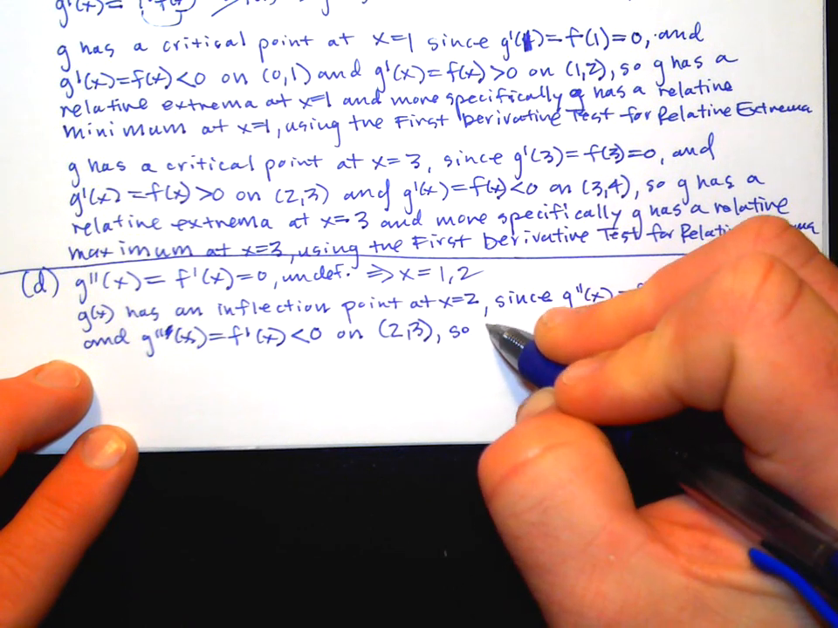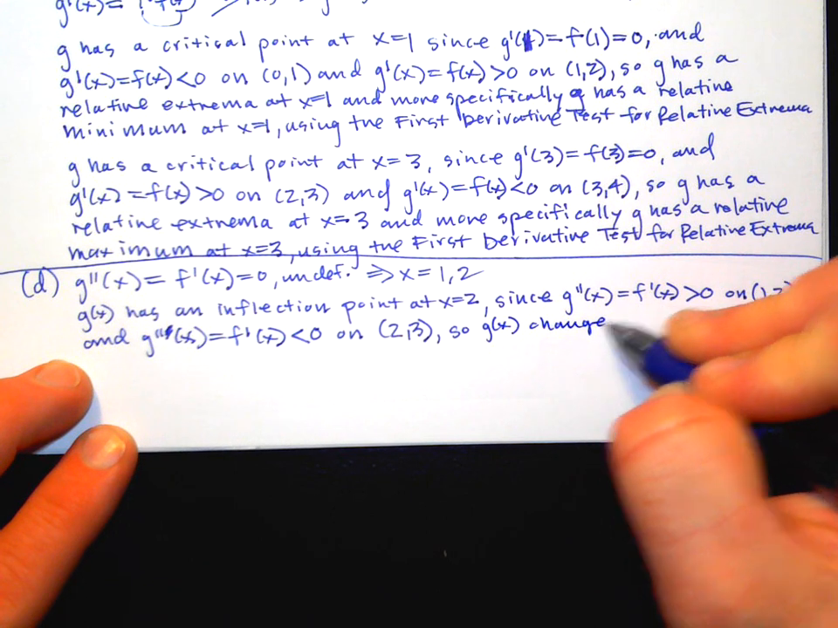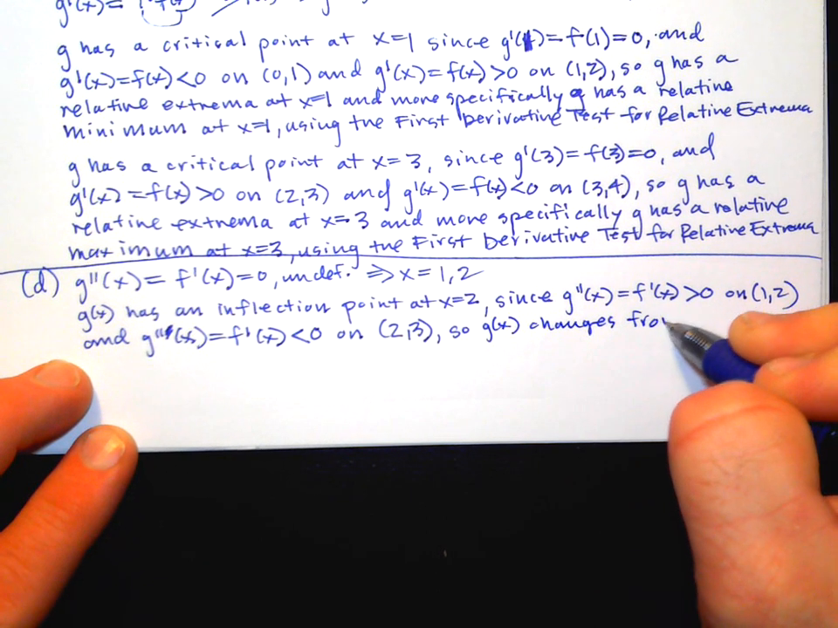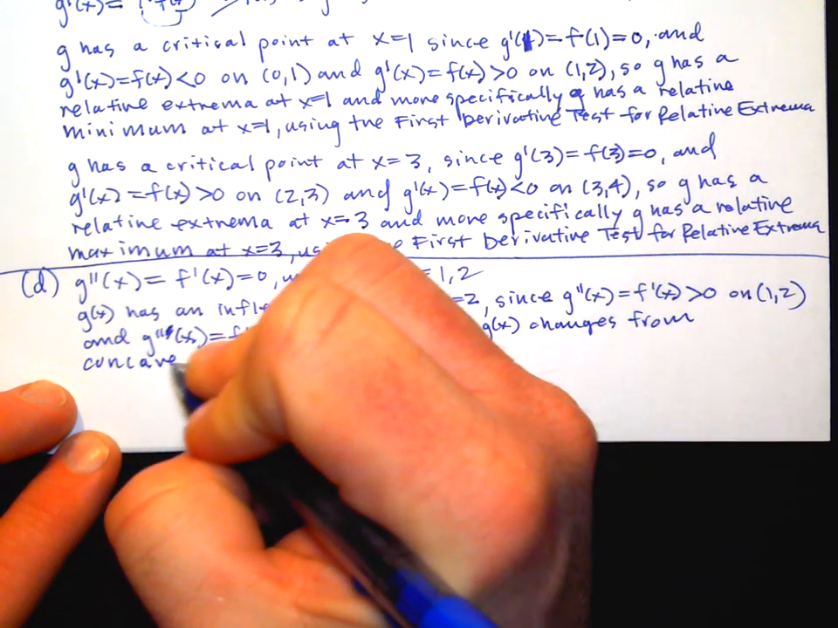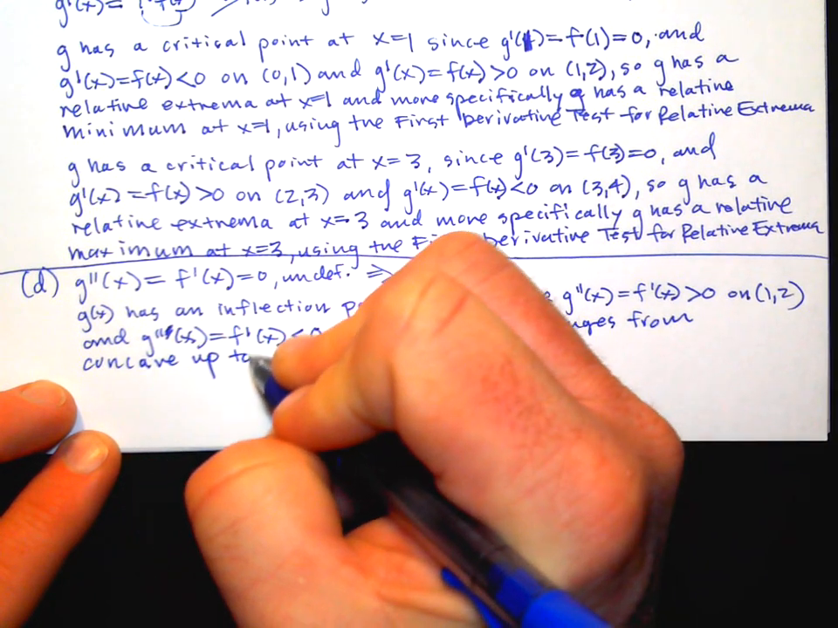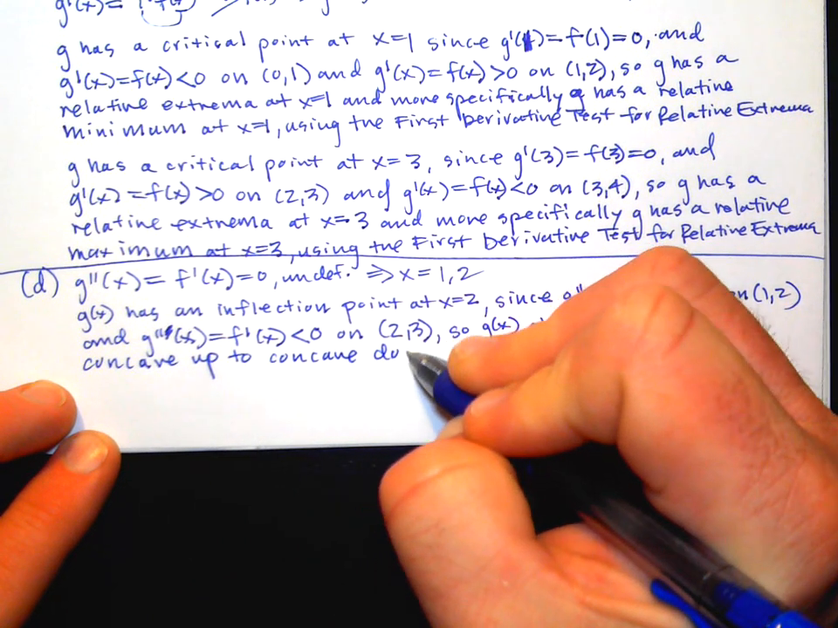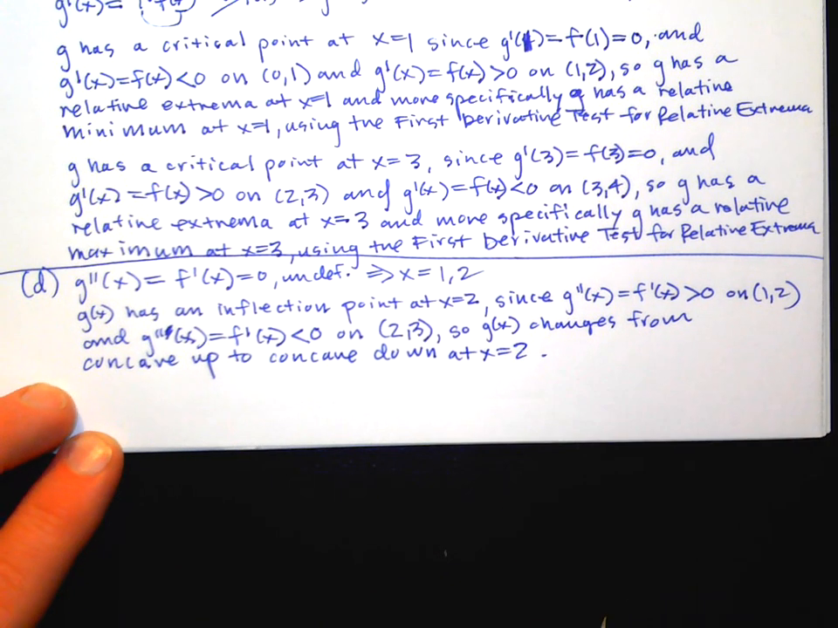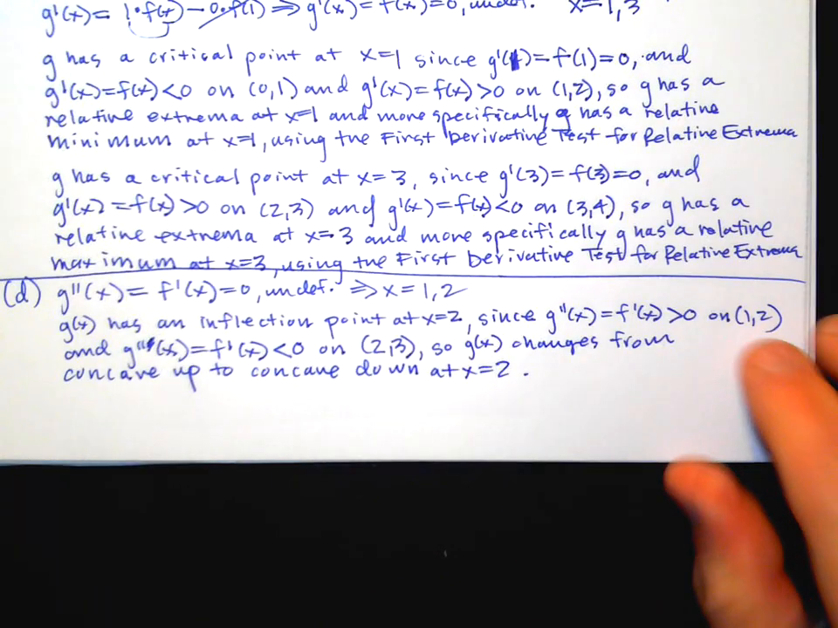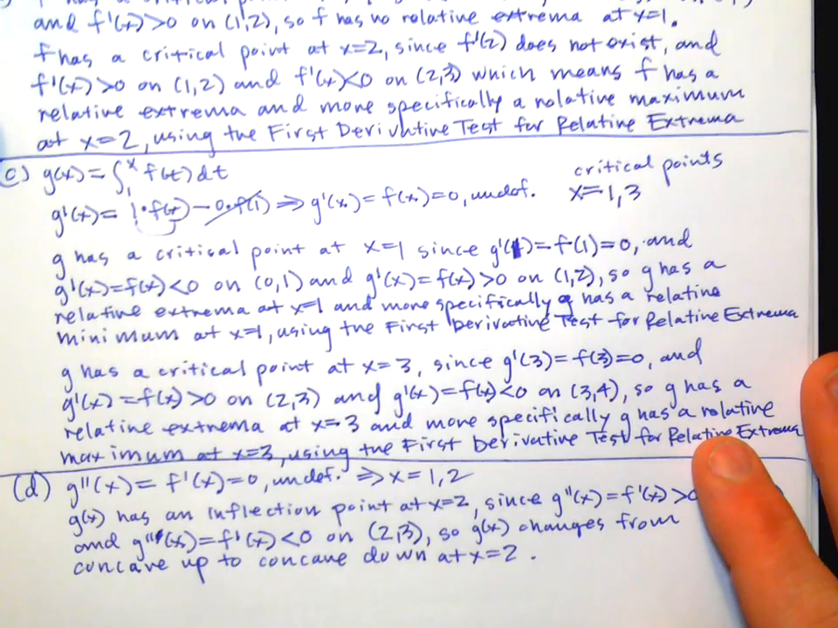So g of x changes from concave up to concave down at x equals 2. That seems like a really good explanation, justification. There's no name. Don't say second derivative test when you're finding inflection points.